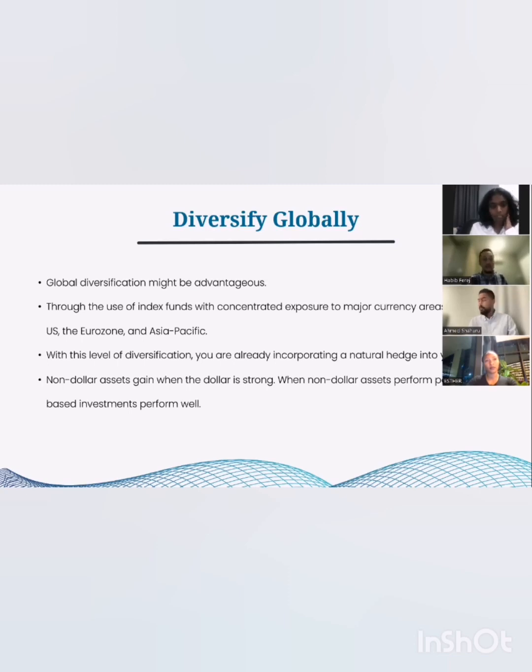Also, with this level of diversification, you are already incorporating a natural hedge in your portfolio. Non-dollar assets gain when the dollar is weak, and when non-dollar assets perform poorly, dollar-based investments perform well. For example, let's say the Japanese yen. When the Japanese yen is stronger than the dollar, it's better to invest in the Japanese yen. This is diversifying globally. Next slide.